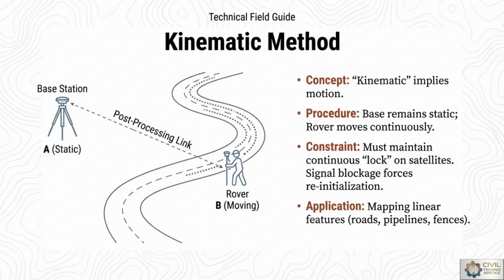Continuous satellite lock must be maintained, because signal interruptions can reduce position reliability. So the base remains static and the rover moves continuously, where the constraint is maintaining continuous lock on satellites; signal blockage forces reinitialization. The method is useful for route and corridor surveys, and alignment of railways, highways, and more. Signal interruptions can reduce positioning reliability, and mapping linear features is most important nowadays with reference to highway construction or updating existing highway or railway planning.